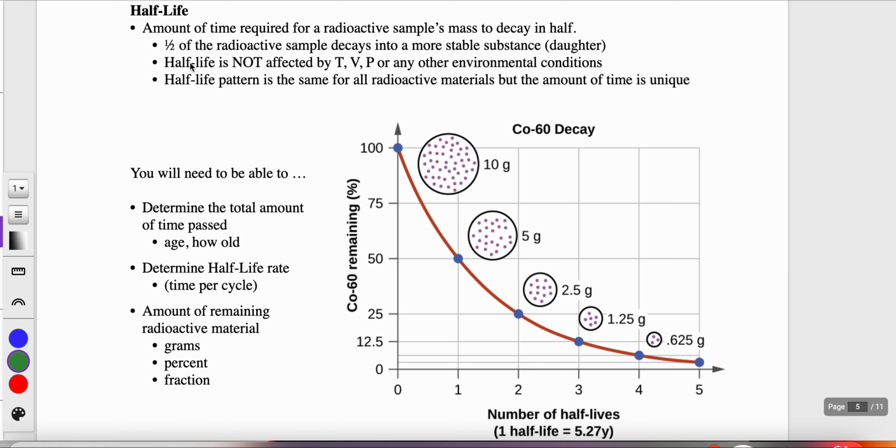daughter. The half-life, the rate of this transmutation process, is not affected by temperature, volume, pressure, or any other environmental conditions. We cannot make it happen faster or slower, but half-life is a pattern, and every radioactive material follows the same pattern, but the amount of time is unique. So take a look here.